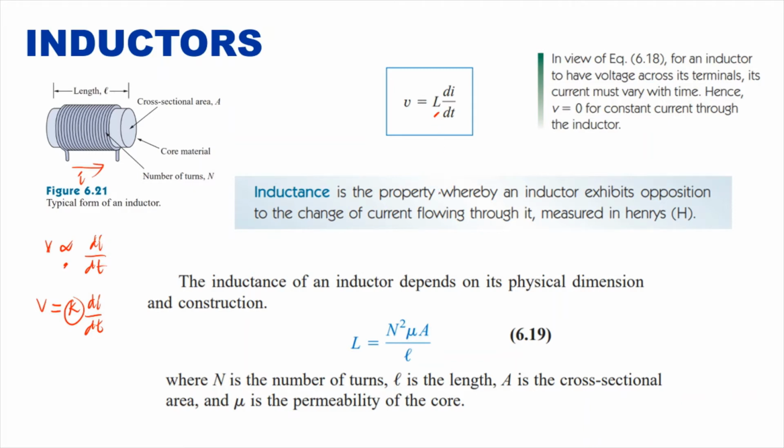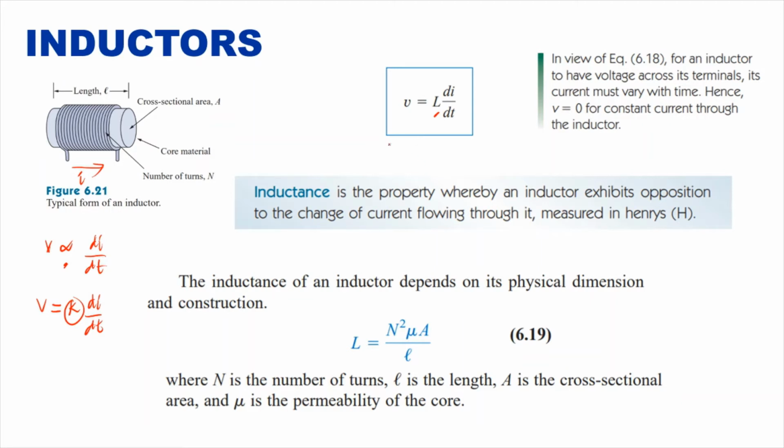Inductance is the property whereby an inductor exhibits opposition to the change of current flowing through it, and it is measured in Henry, or H, named after Joseph Henry. So, ito yung unang equation natin. V, the voltage across an inductor when a current passes through it, is equal to the inductance multiplied by the time rate of change of the current. L here is the inductance, and again, it is named after Joseph Henry.